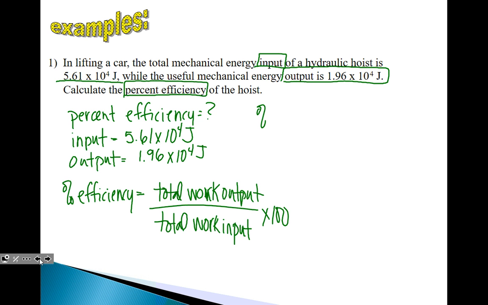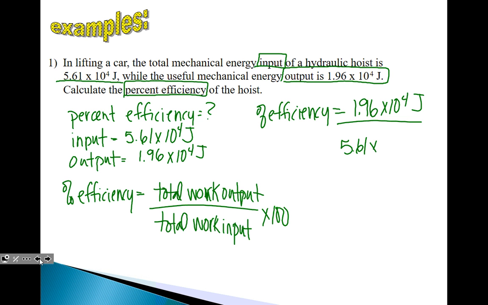So we have percent efficiency is equal to 1.96 times 10 to the power 4 joules over 5.61 times 10 to the power 4 joules. We multiply all that by 100. And we get an answer of 34.9% when we use our calculator.